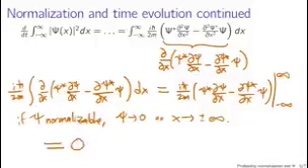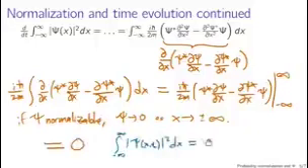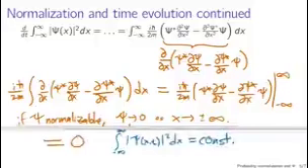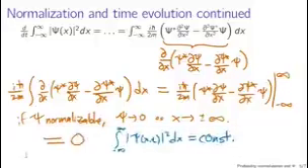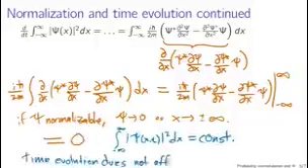What that means is that the integral from negative infinity to infinity of the squared absolute magnitude of psi as a function of both x and time is equal to a constant. Put another way, time evolution does not affect normalization.